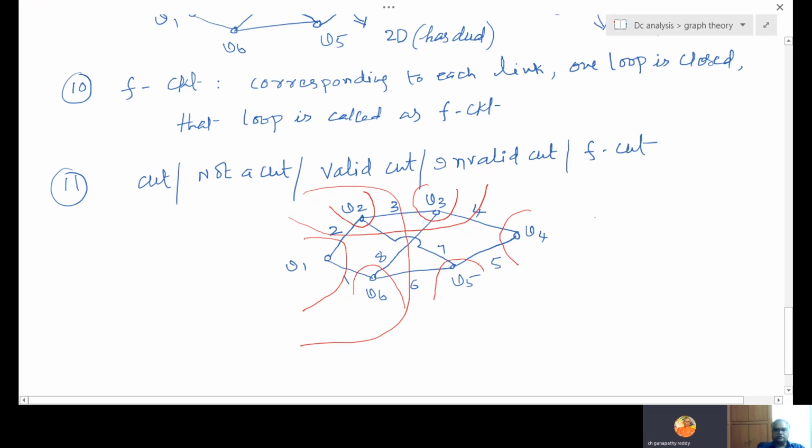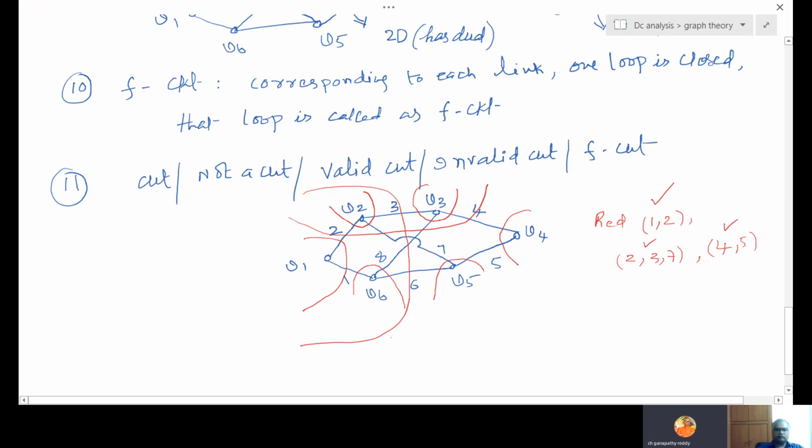So this red example: 1, 2 valid. 2, 3, 7 valid. 2, 3, 7, 4, 5 valid. So all these are valid.